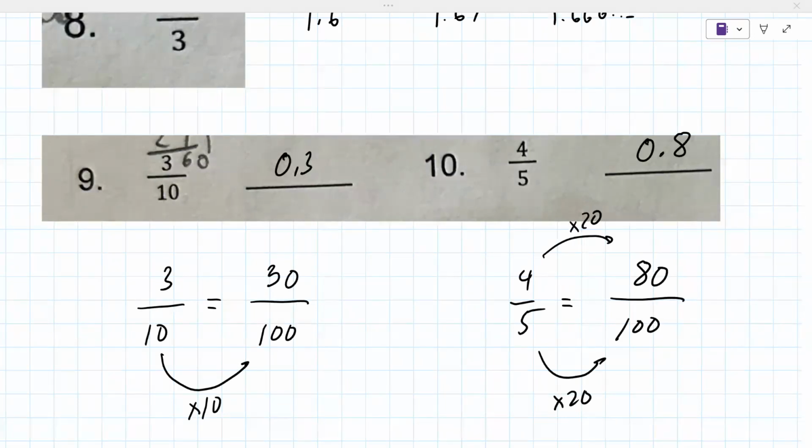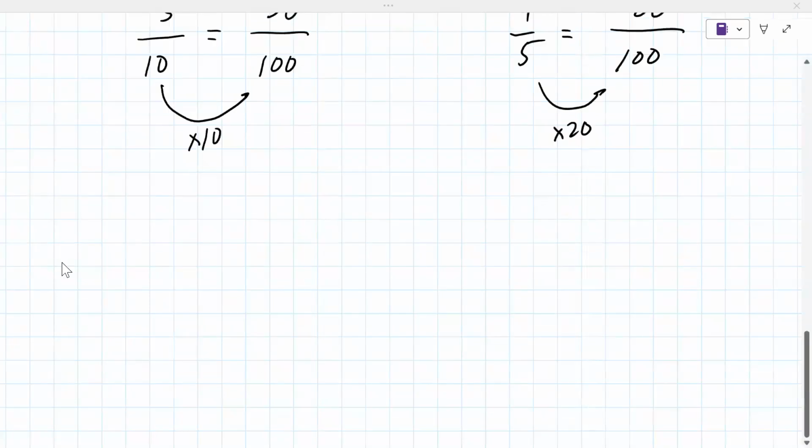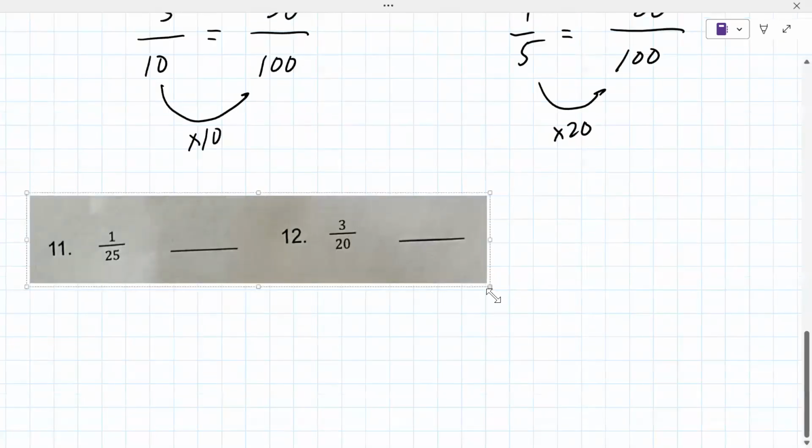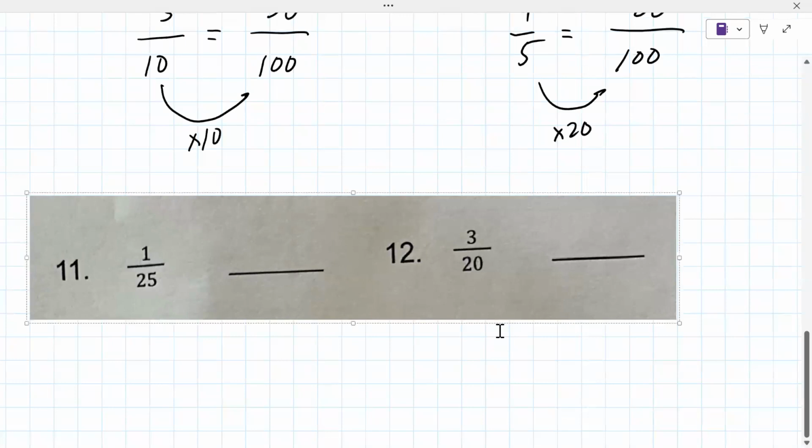11 is 4. What is 0.4 or... Nope. 0.04? Yes, yes. Okay. Next one, 20 times 5 is... 3 times 5. 0.15. Good, really good.